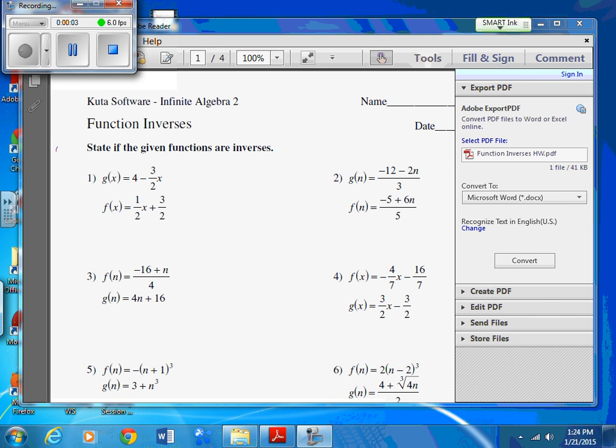So you have to do the odds on the front of this because I am oh so nice. And then you have to do all the graphs on the back. Now there's more than one way to figure out if functions are inverses of each other.